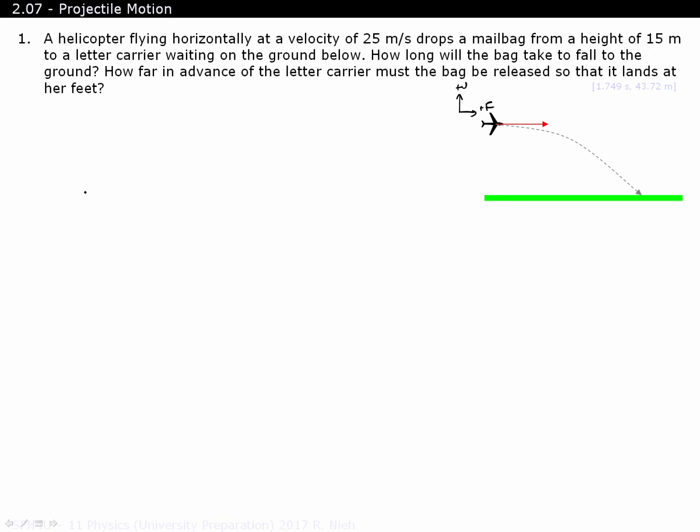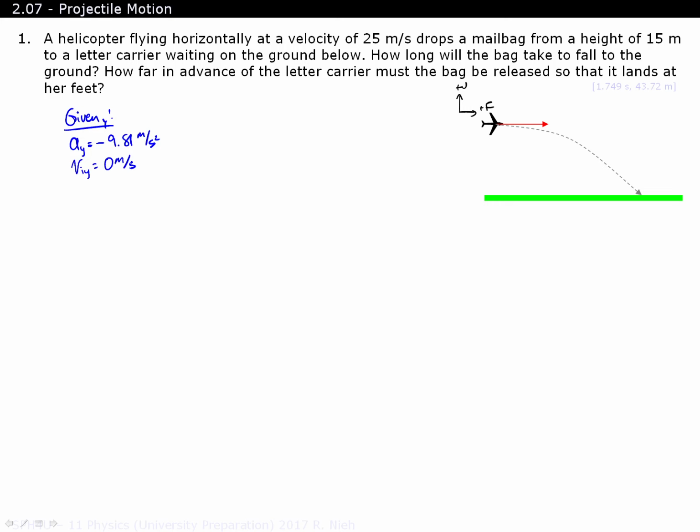Now, this object will hit the ground because of gravity, so that's why we probably want to deal with the y dimension first. So we'll start off with our givens in the y dimension. We know that acceleration in the y dimension is equal to negative 9.81 meters per second squared. And since this parcel is being dropped, initially in the y dimension, it's at 0 meters per second.